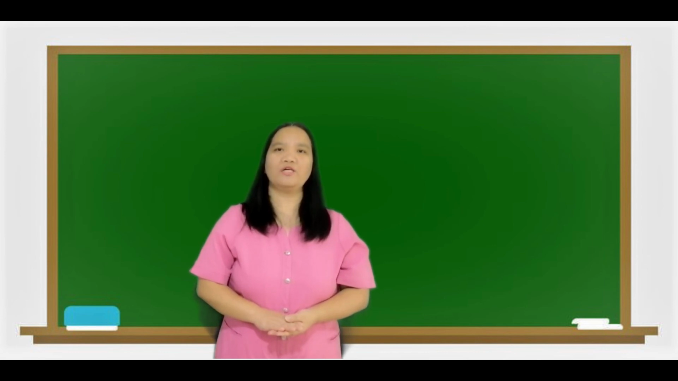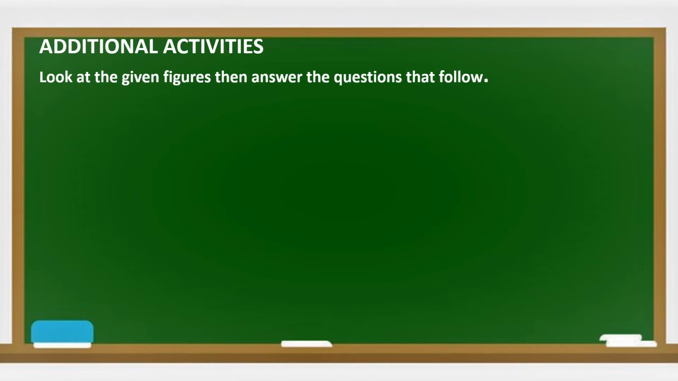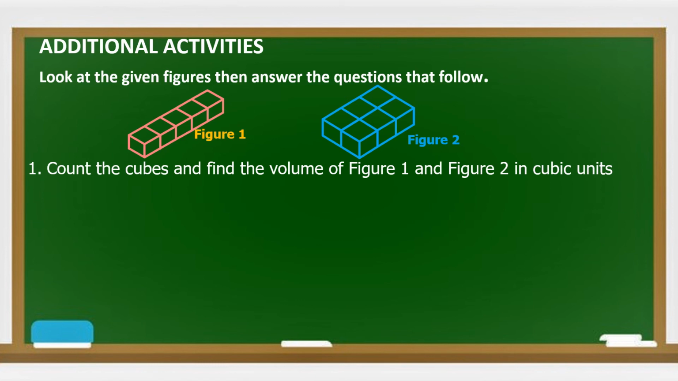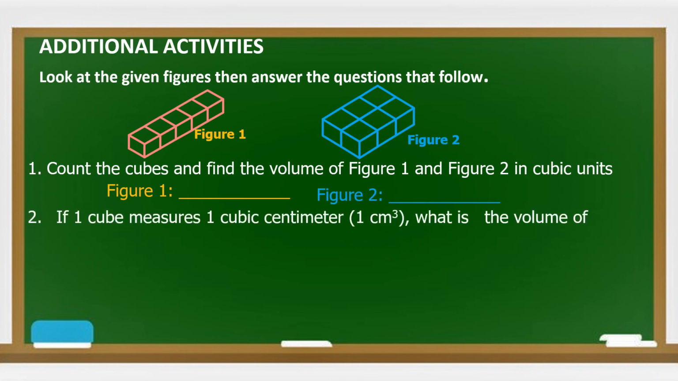Be ready now for the additional activities on page 13. Look at the given figures, then answer the 4 questions that follow. Be guided by the rubric for grading the additional activities. Number 1. Count the cubes and find the volume of figure 1 and figure 2 in cubic units. Figure 1, figure 2. Number 2. If 1 cube measures 1 cubic centimeter, what is the volume of figure 1? What is the volume of figure 2?